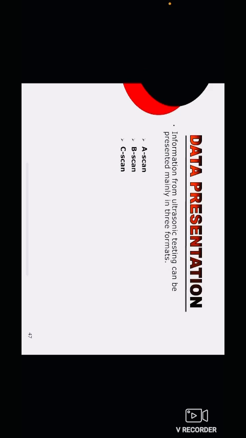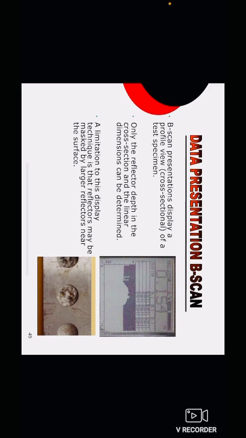Data presentation. Information from ultrasonic testing can be presented mainly in three formats: A-scan, B-scan and C-scan. A B-scan can be presented as a profile view, a cross-section of the test specimen. Only the reflector depth in the cross-section and the linear dimension can be determined. A limitation to this display technique is that a reflector may be masked by a larger reflector near the surface.